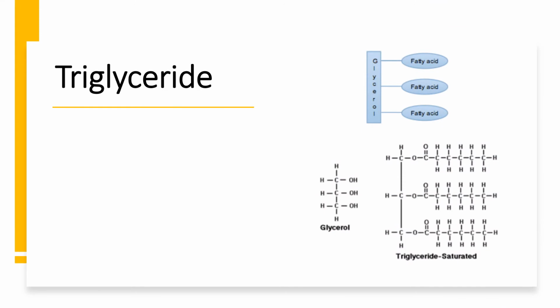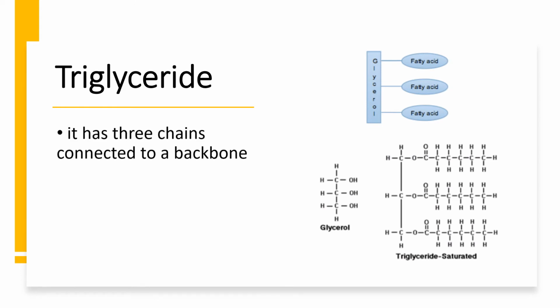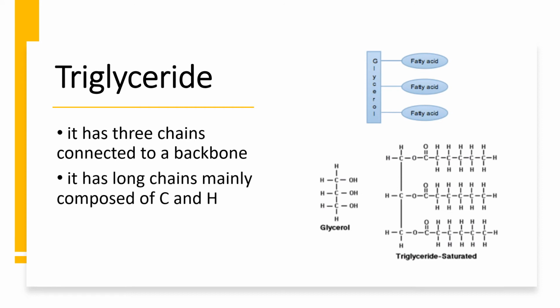Now, there are examples of lipids. The first one is triglyceride. It has three chains connected to a backbone. It has a long chain mainly composed of carbon and hydrogen, and it is composed of three elements such as carbon, hydrogen, and oxygen.